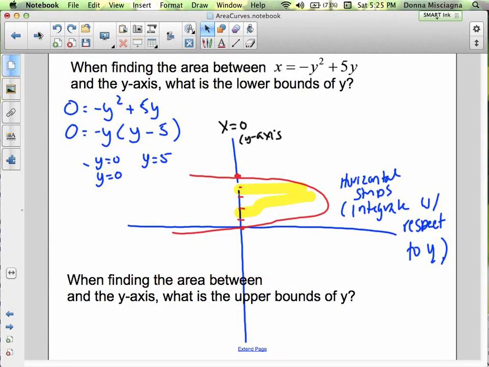When finding the area between x equals -y squared plus 5y, all right, we need to find our lower, and the y-axis. All right, so this is with the y-axis, that is the equation x equals 0.